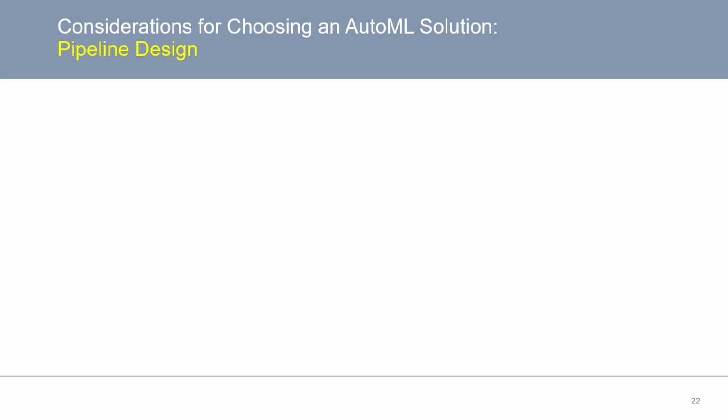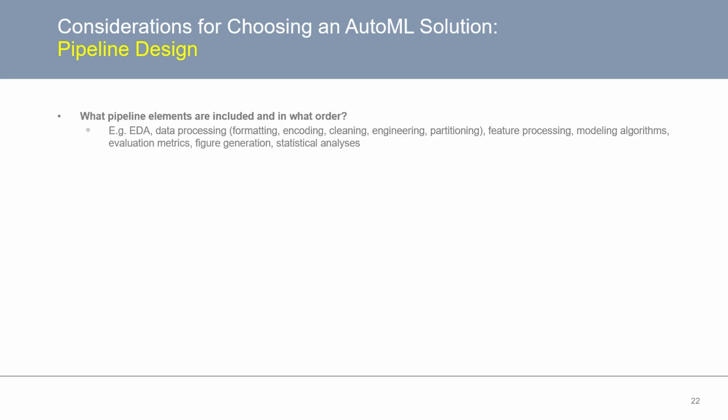Another consideration for choosing an AutoML is the overall pipeline design. This involves what pipeline elements are included and in what order. For example, exploratory data analysis, data processing, feature processing, modeling algorithms, evaluation metrics, figure generation, and statistical analysis. This also involves what options or parameters are used for each of these elements. For example, hyperparameter settings and other algorithm settings.